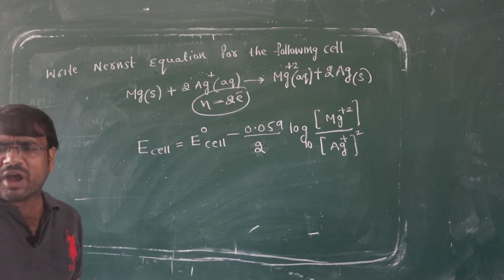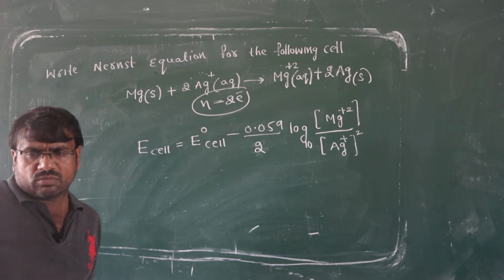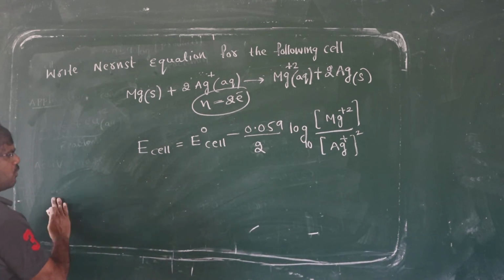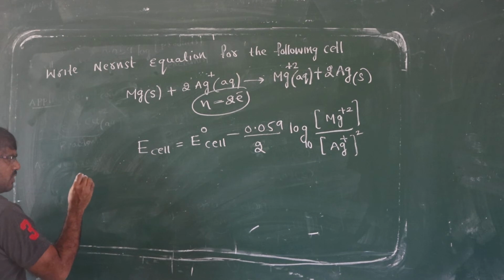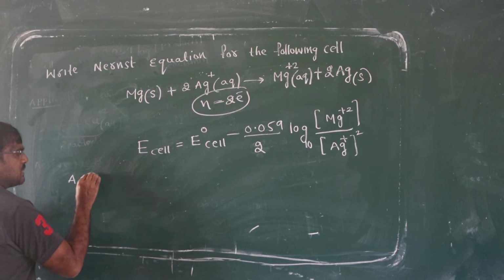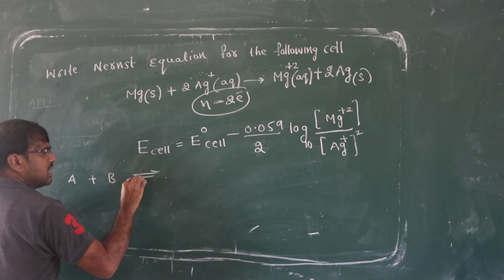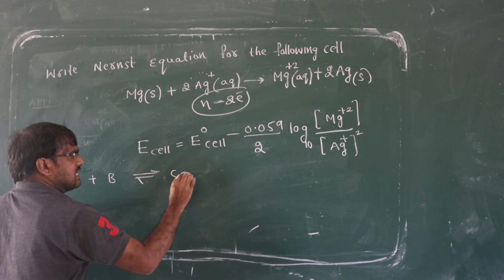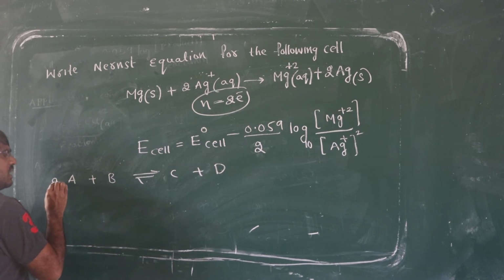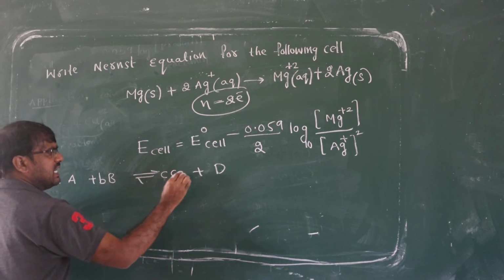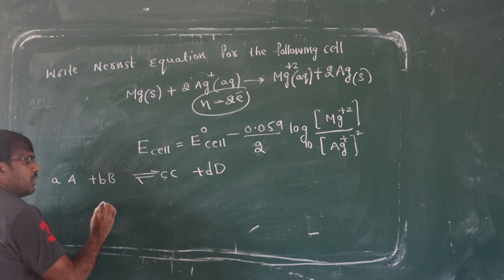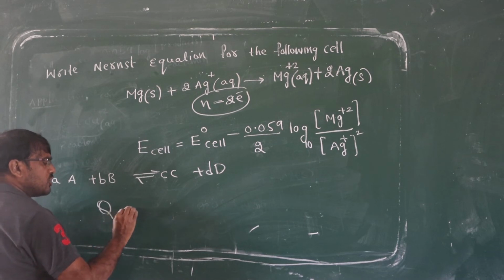Why do we have to write the coefficient as a power? Suppose we have a formula like this: in equilibrium, A plus B gives rise to C plus D, and a, b, c and d are their stoichiometric coefficients. In equilibrium, you know how to write the reaction quotient.